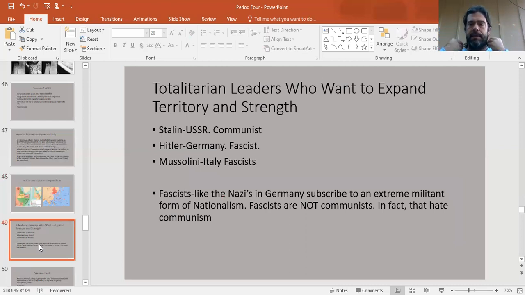The next big issue is these totalitarian leaders who want to expand the territory and strength of their state. There are three big culprits in this, and it's important to know who's communist and who's fascist. Stalin is a totalitarian leader of the Soviet Union. He's communist. Hitler is the leader of Germany. Mussolini is the leader of Italy. Both of these are fascists.